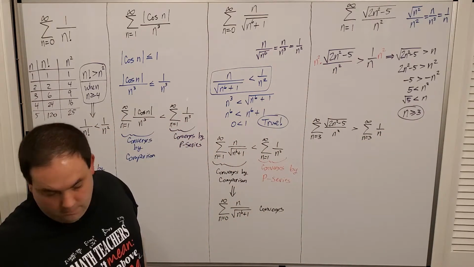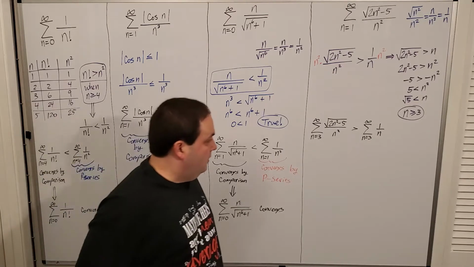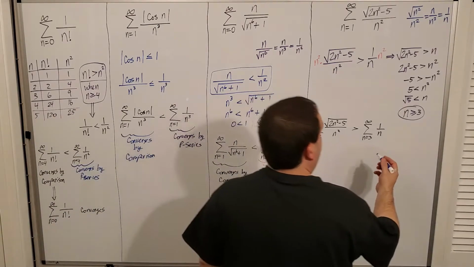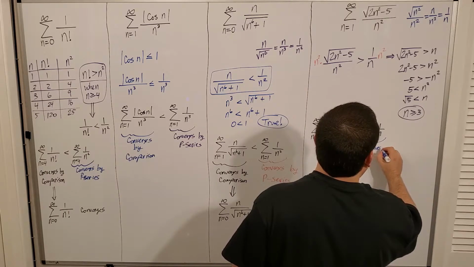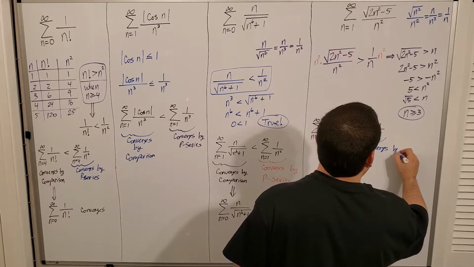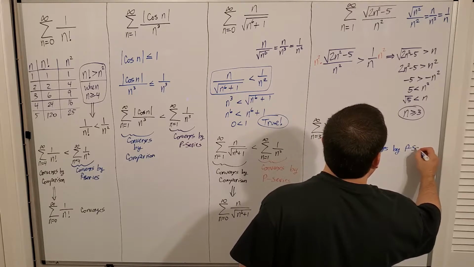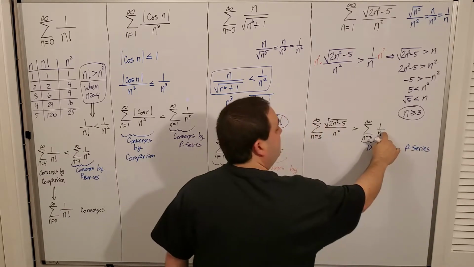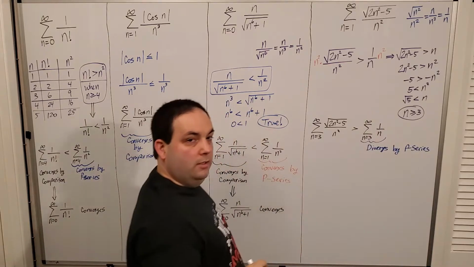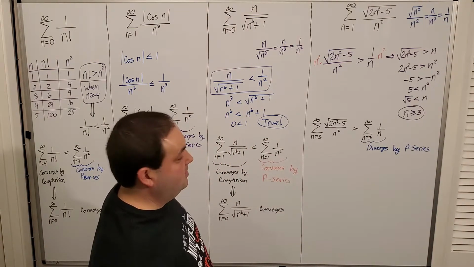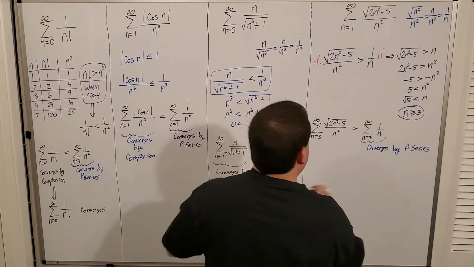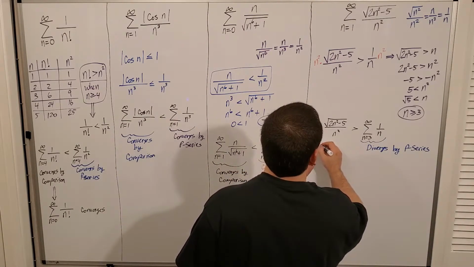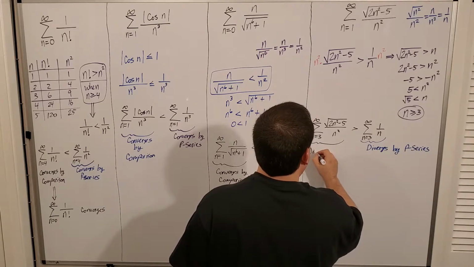All right? But we already know that this series right here is divergent by p-series, because p equals 1 on that one. It's the harmonic series. So then this diverges by comparison.